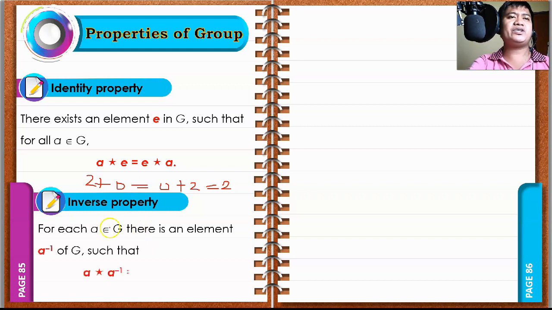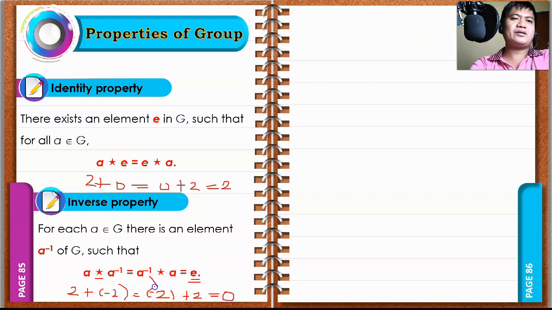For the inverse property, for each A element of G, there is an element A inverse of G such that A star A inverse is equivalent to A inverse star A, and the result is what we call the identity element. So in addition of integers, if we have 2, we add negative 2 such that the answer is the identity element. So negative 2 plus 2, and the answer is 0. Therefore, the inverse of A, or A inverse, is negative 2.